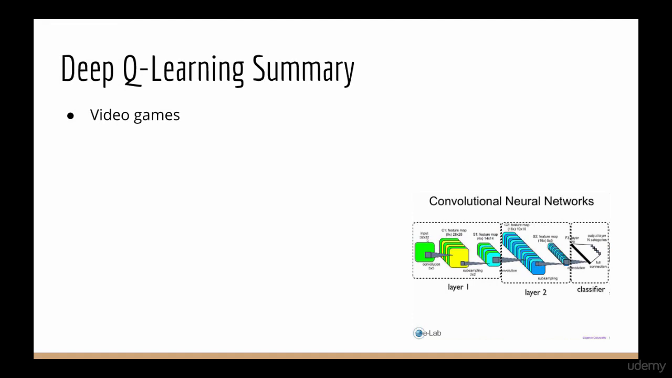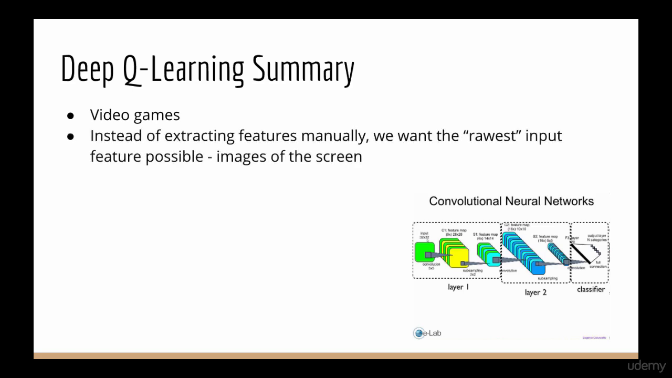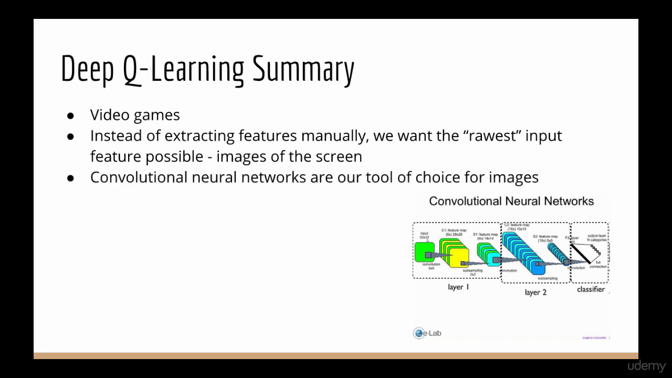Finally, we saw some techniques that allow us to apply deep Q learning to video games. Specifically, we don't just want to extract features from the video game manually. Since this is deep learning, we would like the neural network to learn feature representations of the input using gradient descent. And so, as you know, our main tool for dealing with images, which can be considered the most raw feature you can get from a video game, is the convolutional neural network.